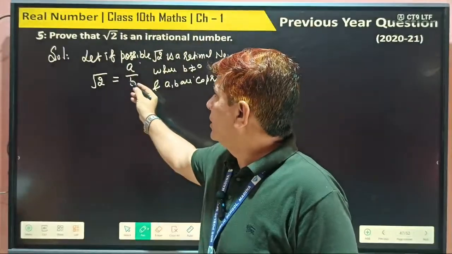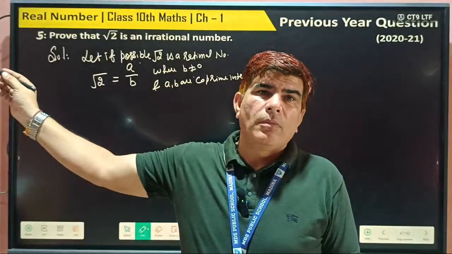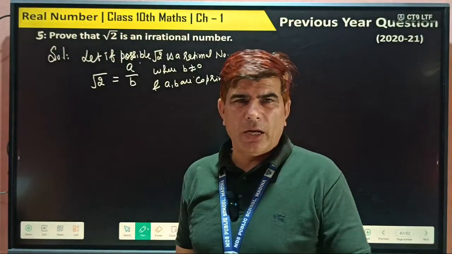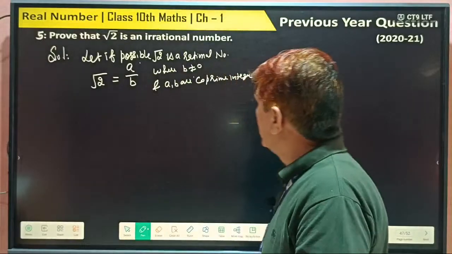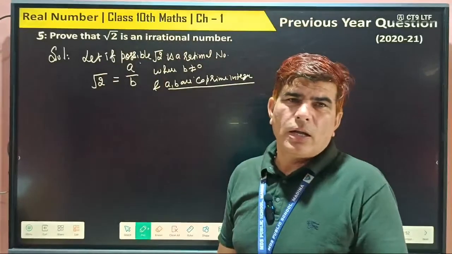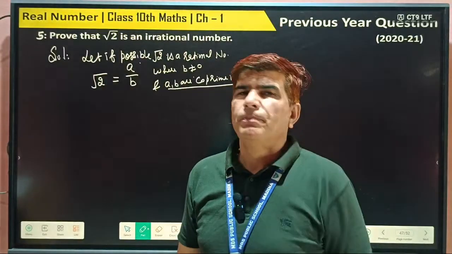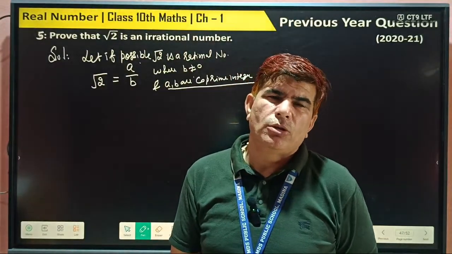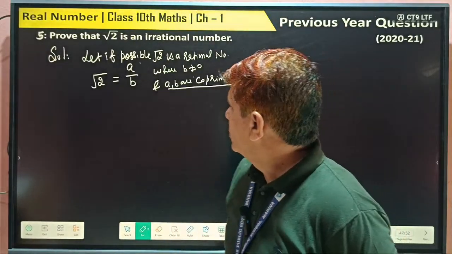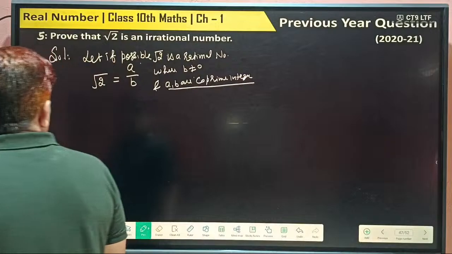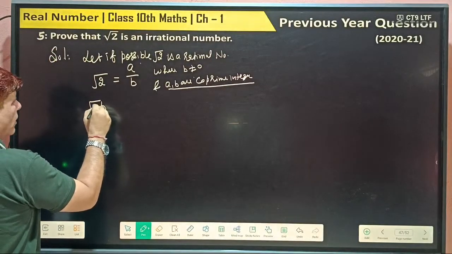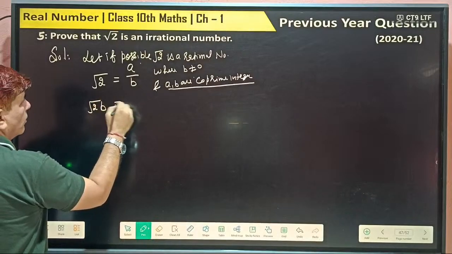If B becomes 0, then this becomes undefined. This goes up to infinity. We cannot say whether it's rational or irrational. And it says A and B are co-prime integers. Co-prime means nothing is common between them. Understood? Only 1 is common between them. 1 is the factor of that. So this we have written. So this I can write: under root 2 b equal to A.